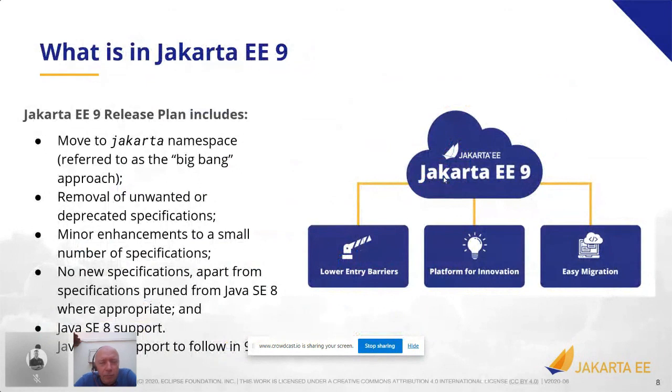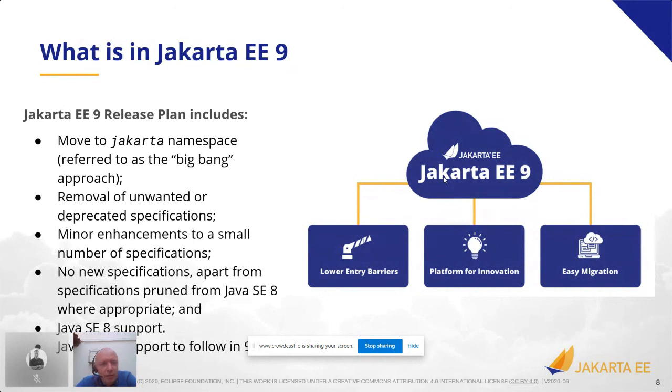So what we did, I was part of the team putting together the release plan, and the release plan was really focused around just the namespace change. Really, that was just to make sure that we could target tooling vendors and applications wouldn't have to be too worried about changes in behavior and changes in specifications between EE8 and EE9. So basically EE9 is the same as EE8, but it's in the Jakarta namespace.